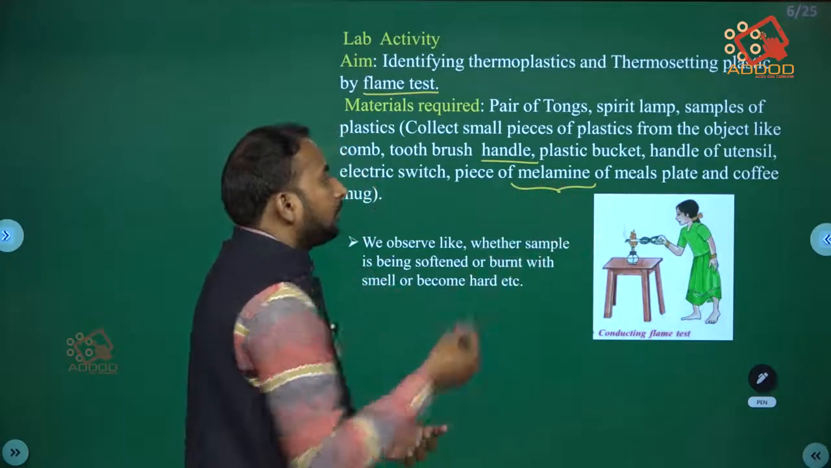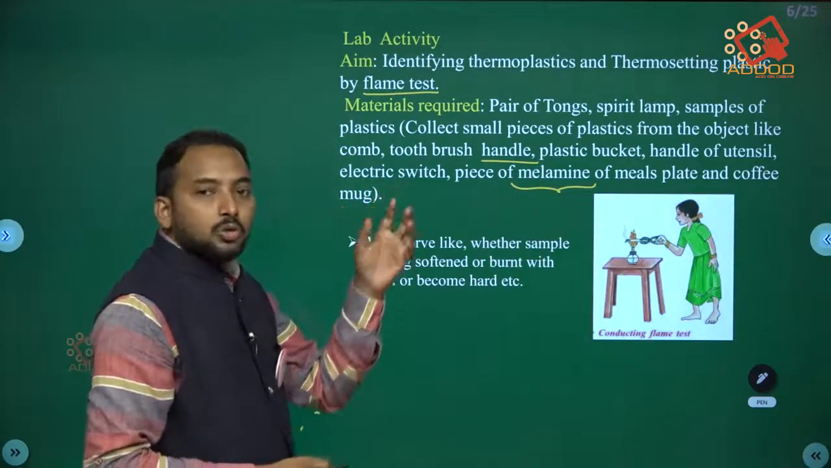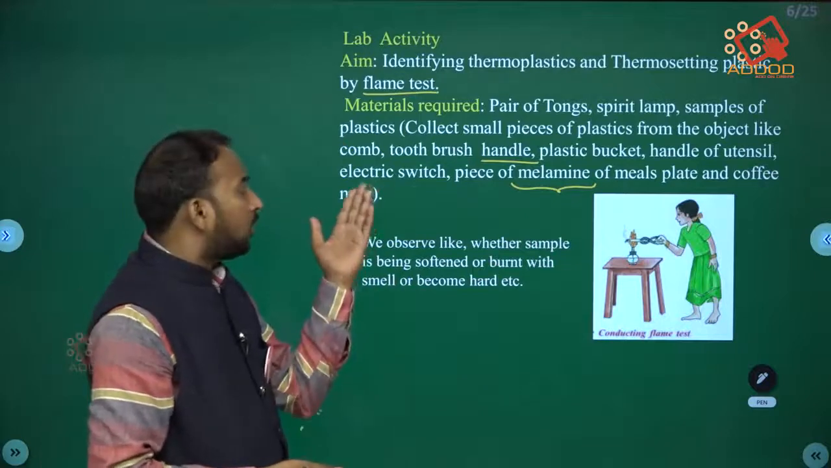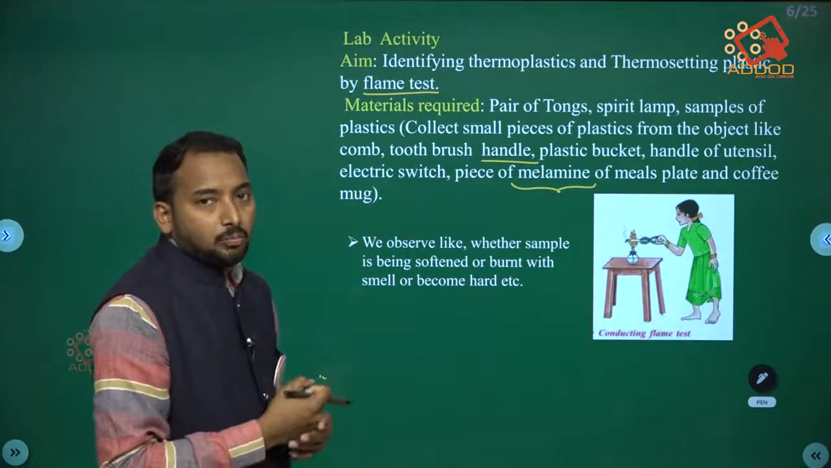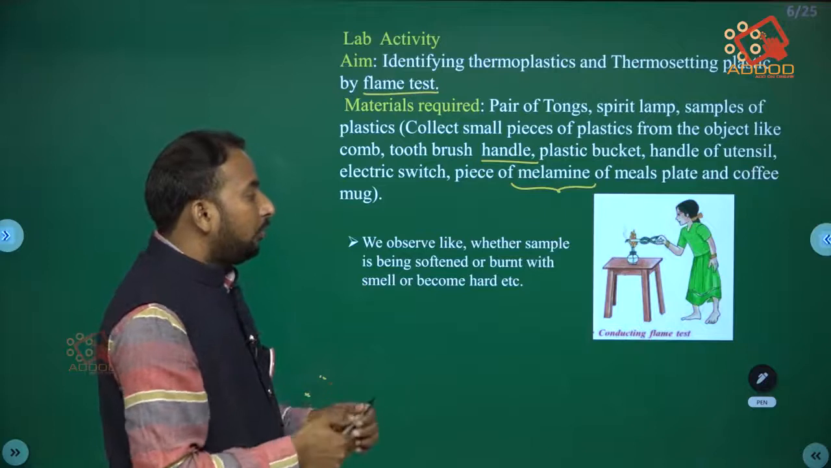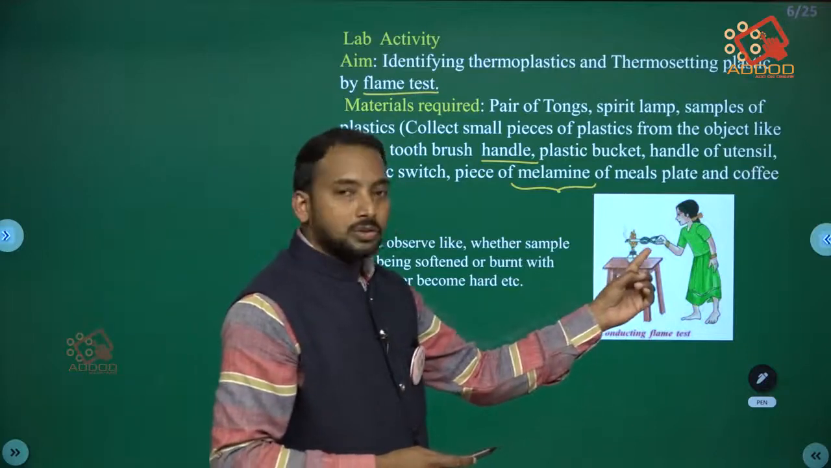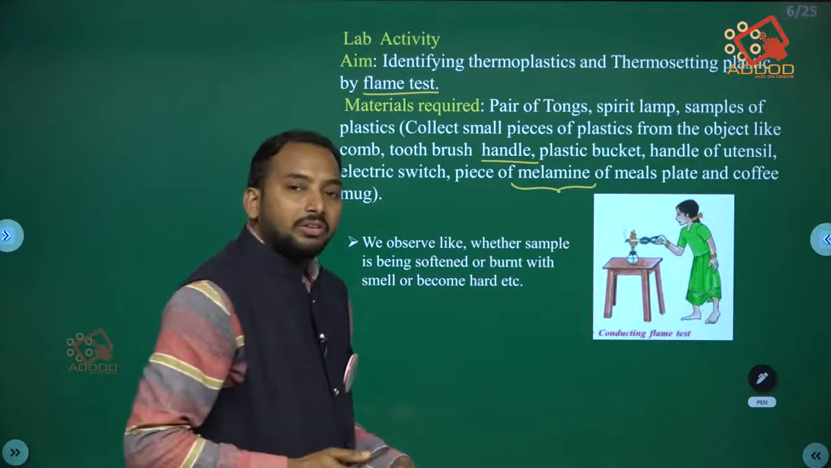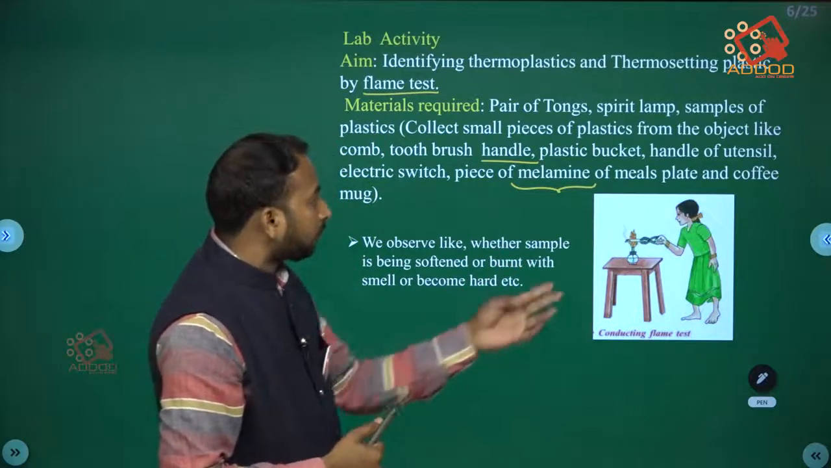So take any example, a small piece of plastic, an object like a comb. Let us consider the comb. Hold the comb with these tongs and place it on the flame of the lamp.